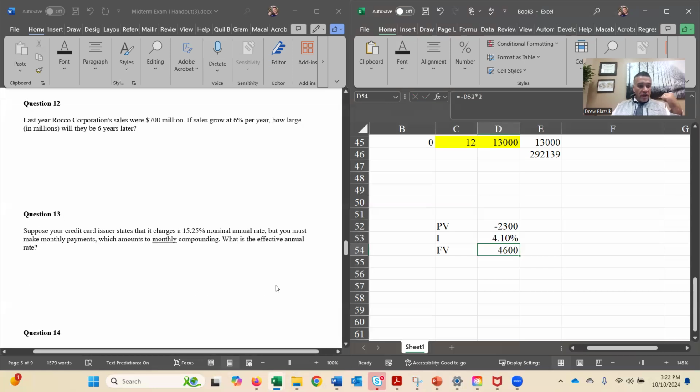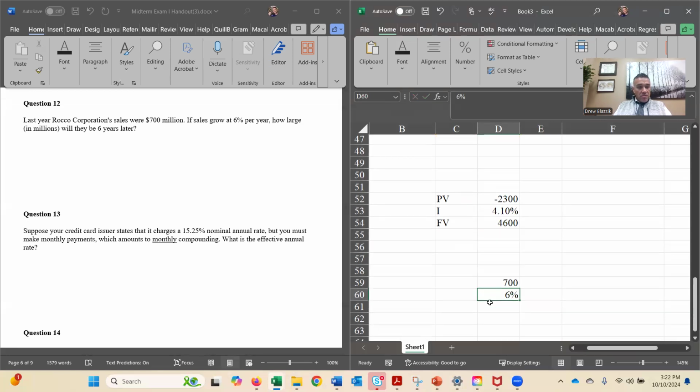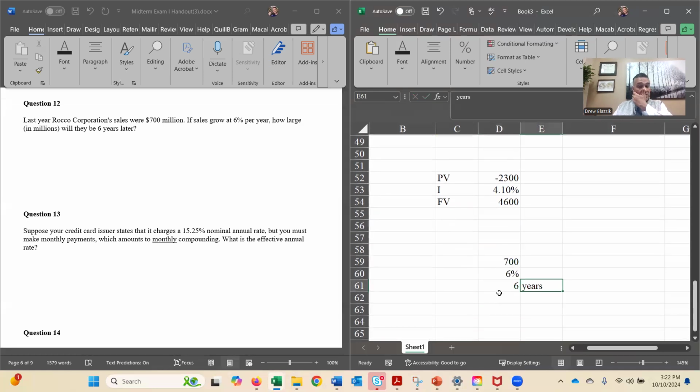Okay, question 12. Rocco Corporation sales were 700 million. This is sales. If sales grew at 6% each year, how large in millions will it be in 6 years? Okay. So there's a couple ways to do it. This is the present value, you could say. This is the interest rate. This is the NPER. So we want to know what the future value is.